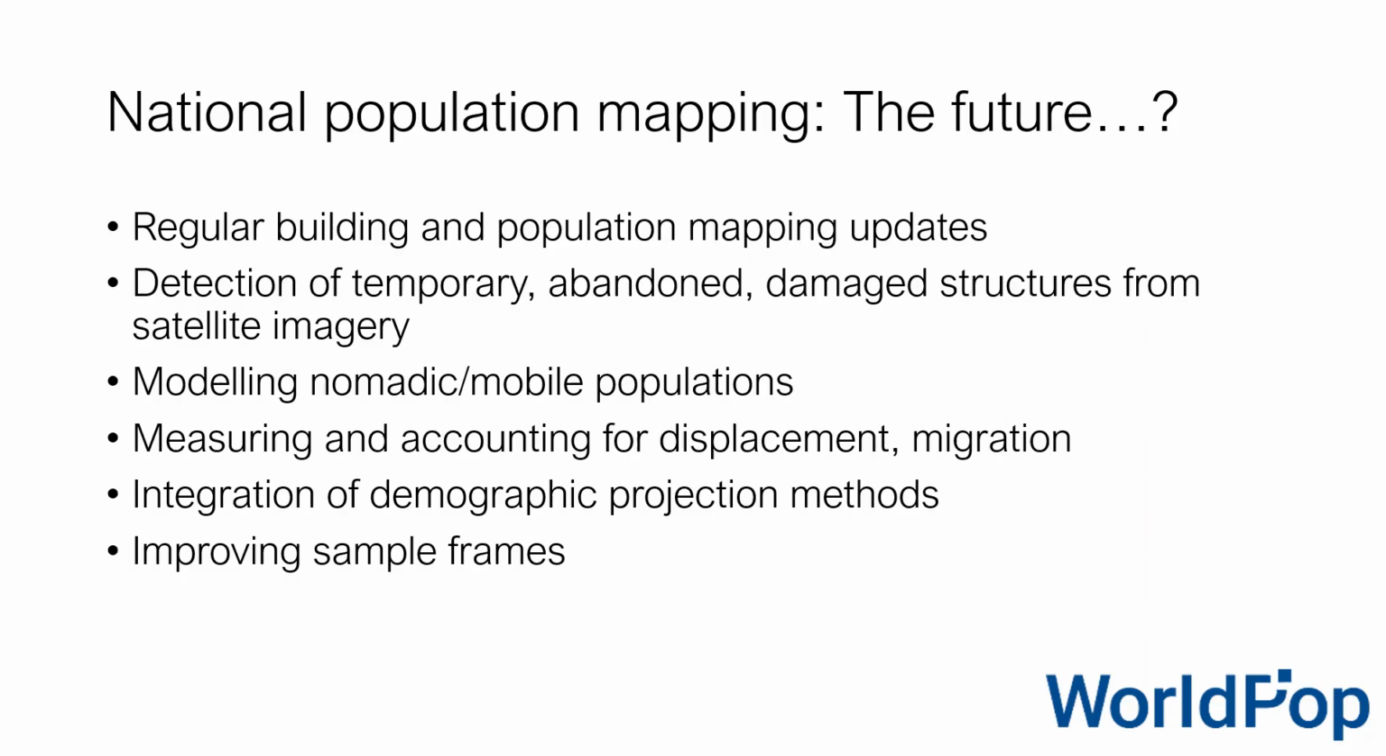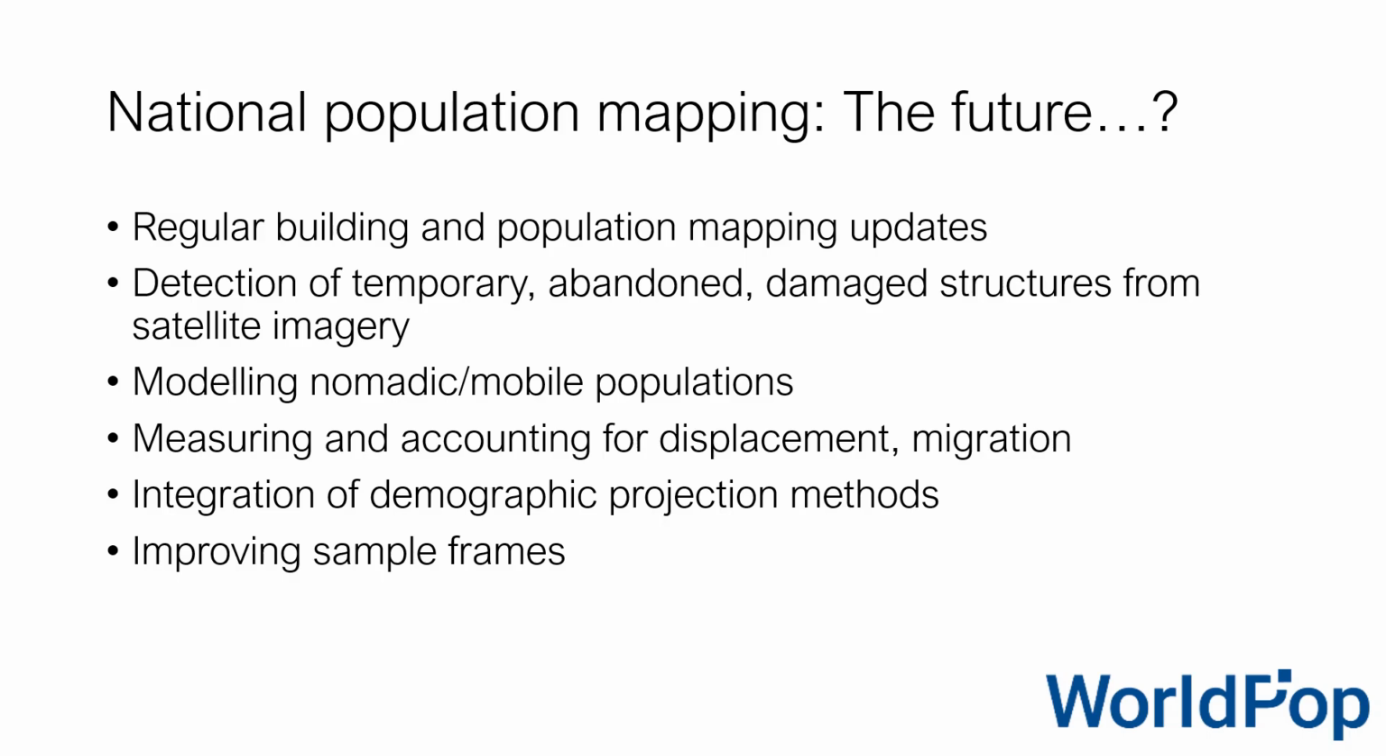So again, there are, I think, lots of directions for future work. We're thinking about ways of building in this more regular building mapping that groups like Google are doing. There are approaches to building in the temporary, abandoned, damaged structures that can now be better detected from imagery. Work is ongoing on trying, as always, to get a better idea of nomadic and mobile populations in places like Somalia, and accounting for displacement and migration.